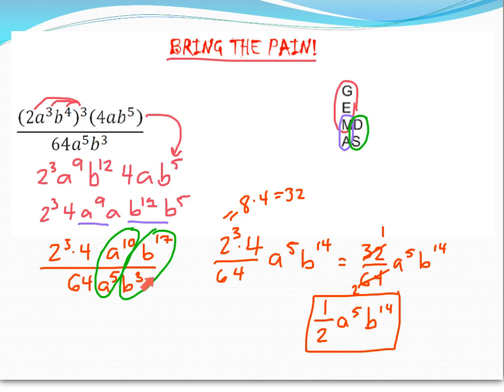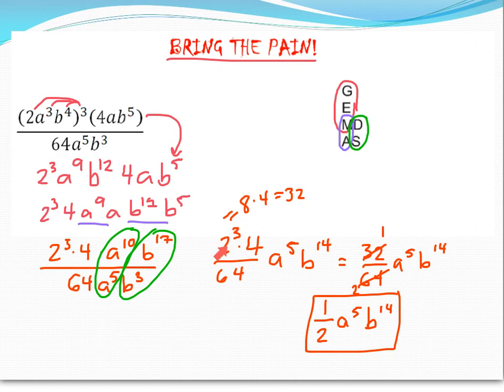Then I brought the denominator down here: 64, a to the 5th, b to the 3rd. Group these together, shown in green. Green, I am dividing. That's my quotient rule, means I'm going to subtract. So I subtracted 10 minus 5 to give me 5, 17 minus 3 to give me 14. Then what I did here, folks, don't get lost here. I know I'm talking fast, but the last thing I did was simplify the numbers.